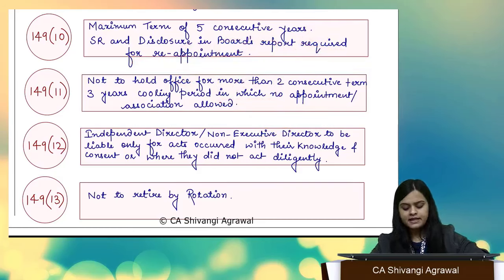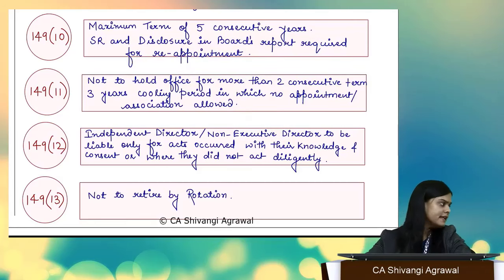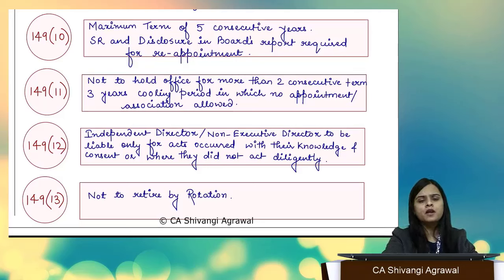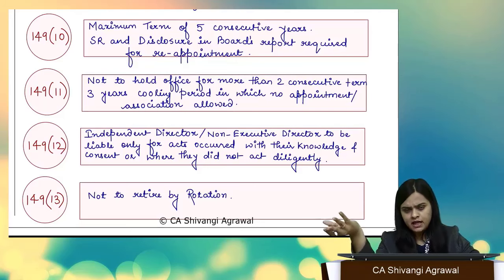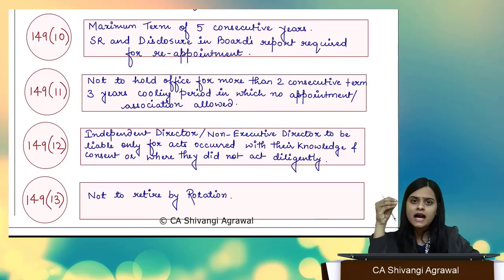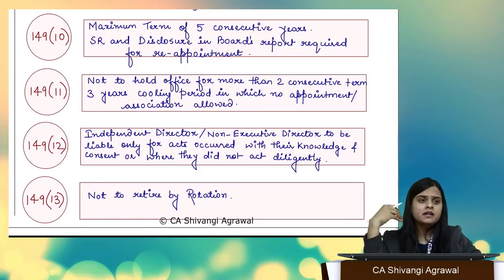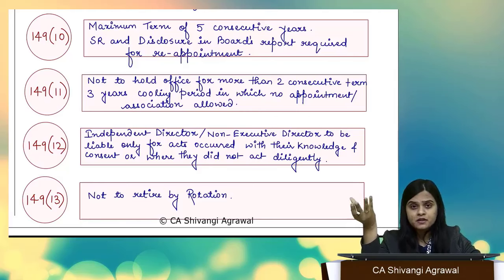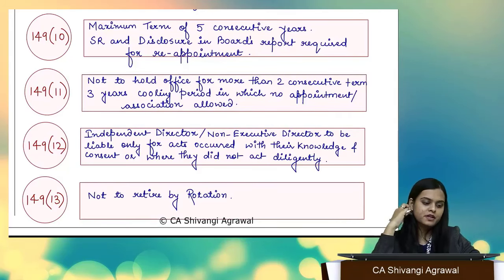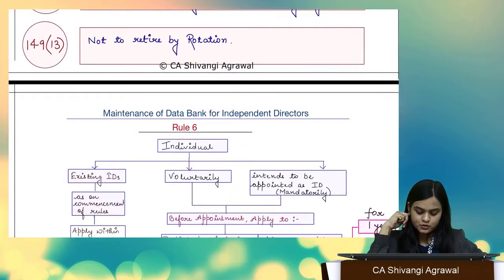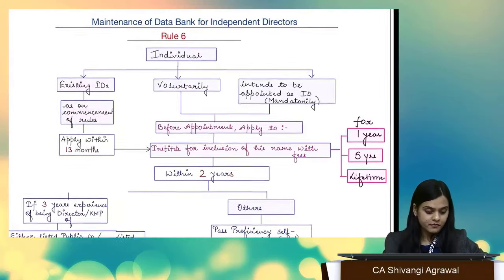Now, whoever is the independent director or any non-executive director, he cannot be held liable for everything that's happening in the company. He will be liable only for those acts where he has given his consent, he had knowledge, or he had not acted diligently. Only for those cases he will be responsible. Independent directors don't retire by rotation.